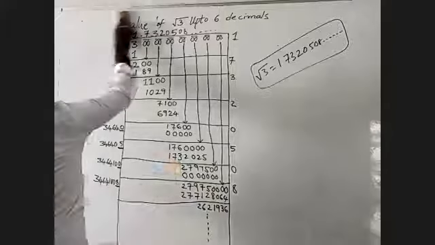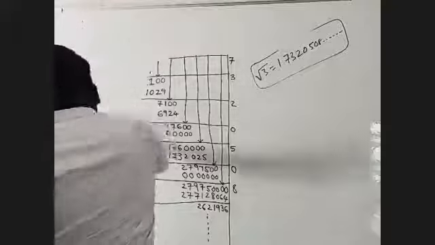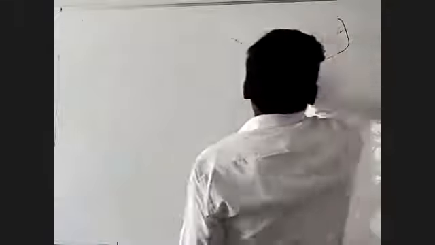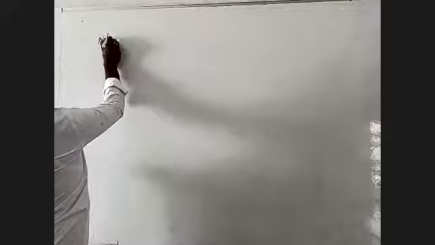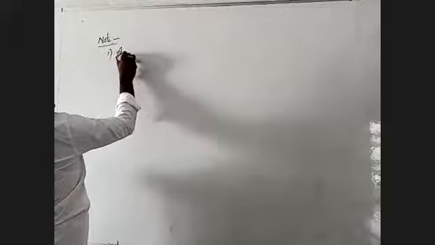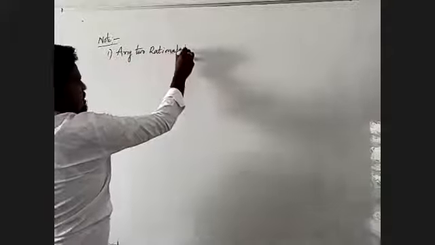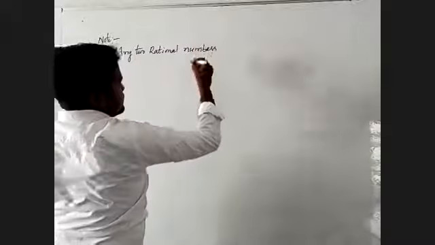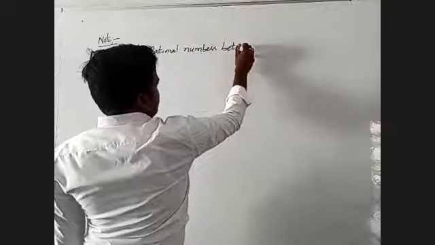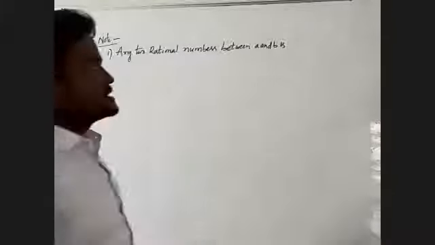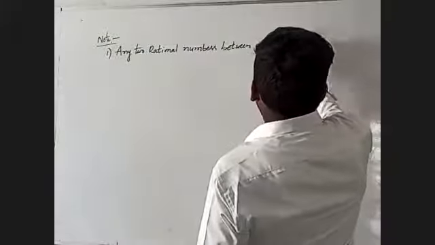Now I am going to the next problem. We have to write in this note: any two rational numbers between A and B. The formula is (A plus B) by 2.